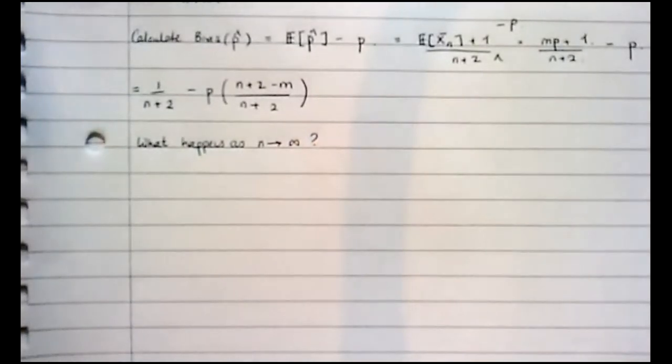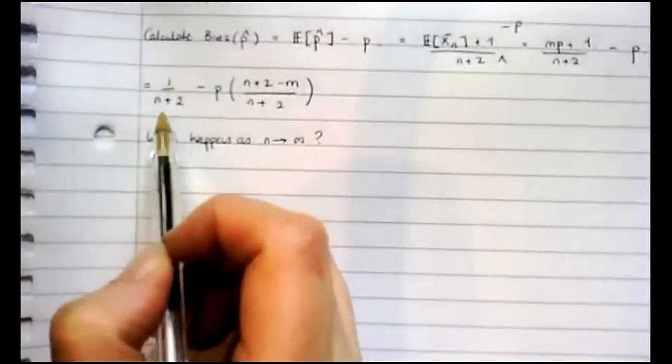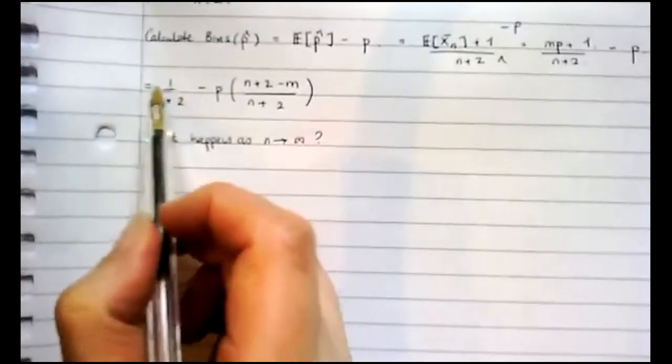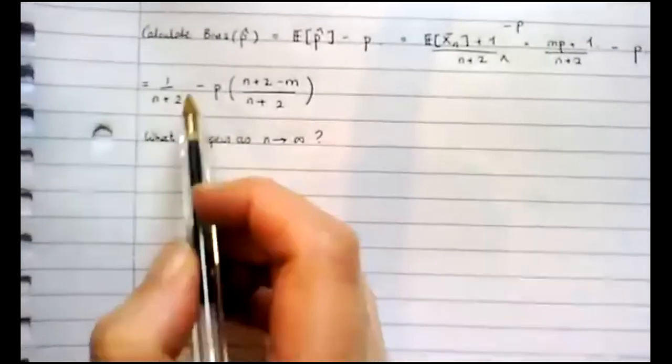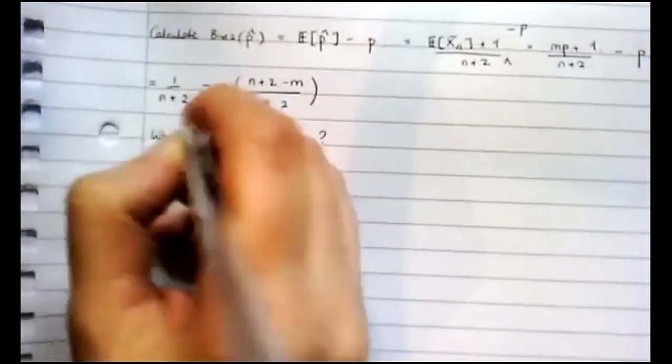So hopefully you can see why I've rearranged it into this form now, because we can immediately see what's going to happen to both of these terms. With this first fraction, as n gets really, really big, what's on the bottom of this fraction is going to explode up to infinity. So this is going to go to 0.